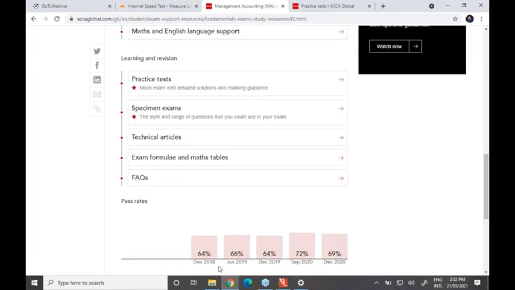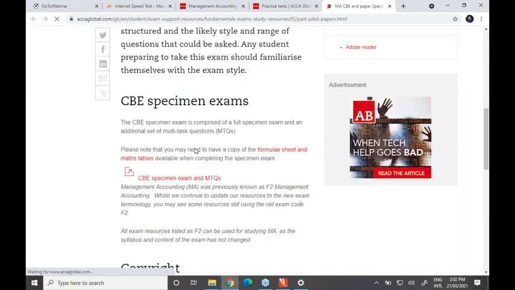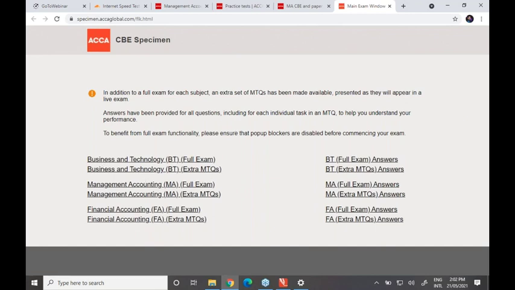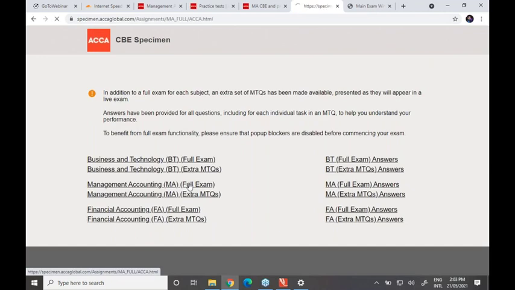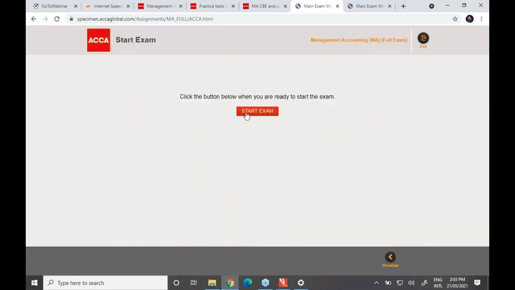But if you go for the specimen exam, you will have a window like that. Specimen exam and MTQs. Click on this and see BT, paper MA, full exam plus management accounting extra MTQs. When you click on that, the next window will open, and here you can go for the full exam. When you click, it will ask you to move to the next, and then start your exam.